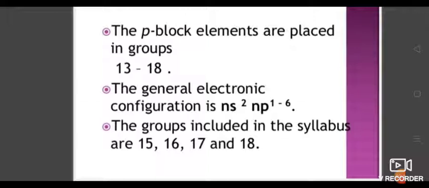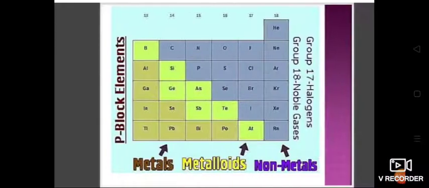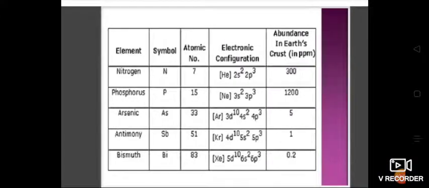Here is the explanation of P block elements, with examples. P block elements are important because noble gases and halogens are present in them. Metals, metalloids and non-metals are all present in the P block. Here are examples of P block elements and their electronic configuration.